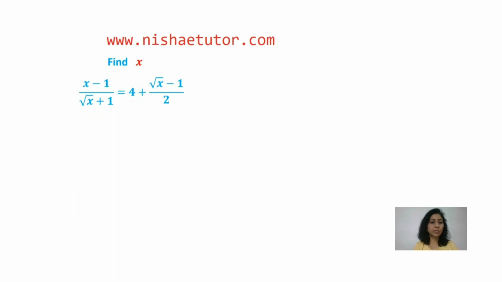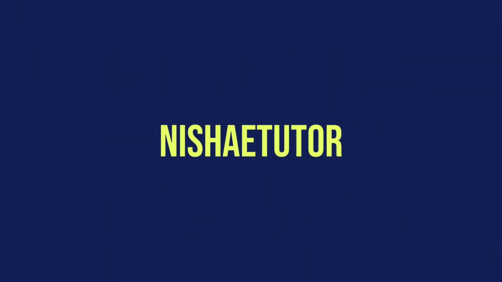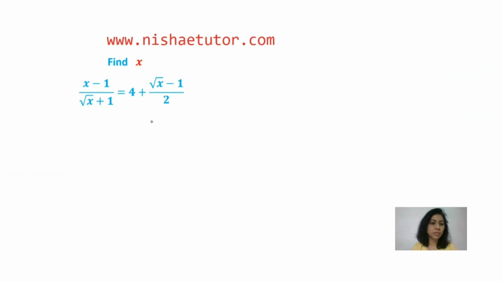Namaste. In this video, we are going to find x, given (x minus 1) divided by (square root of x plus 1) is equal to 4 plus (square root of x minus 1) divided by 2. This question looks difficult, but it is a very simple question.